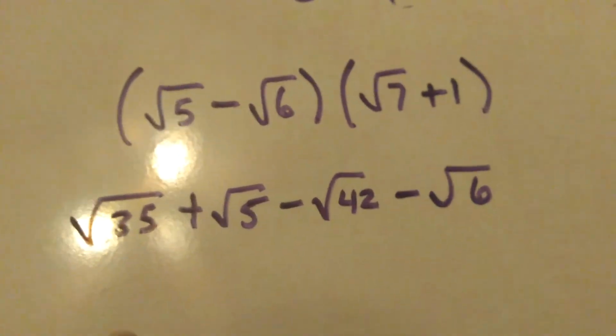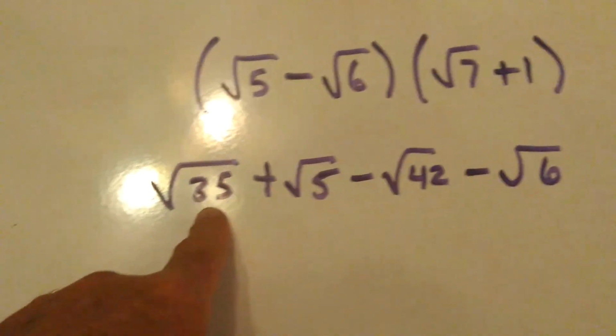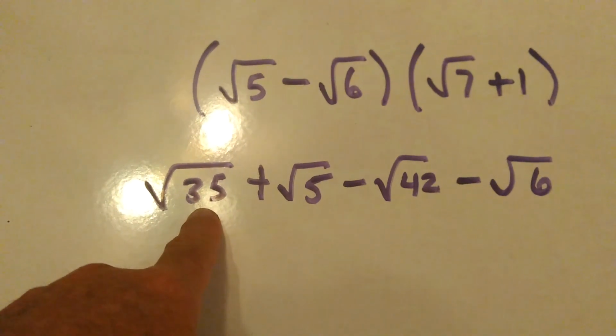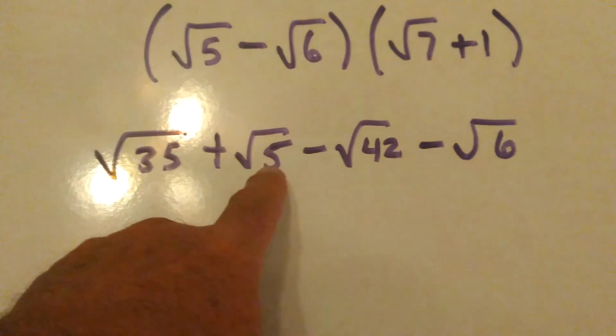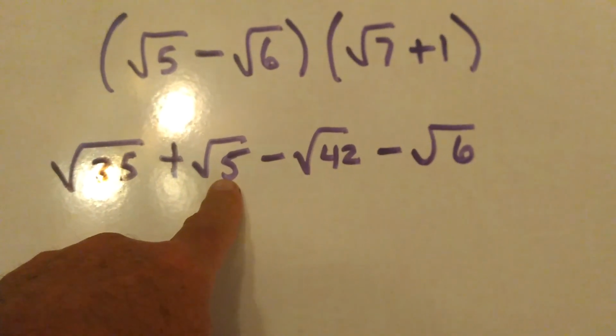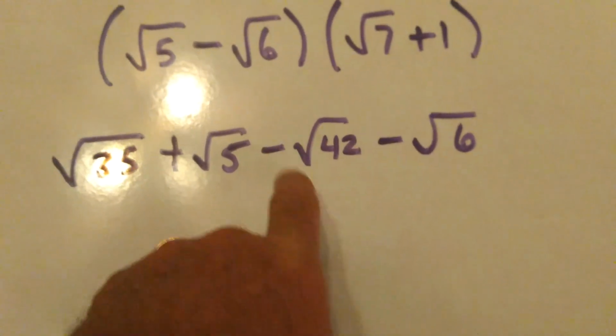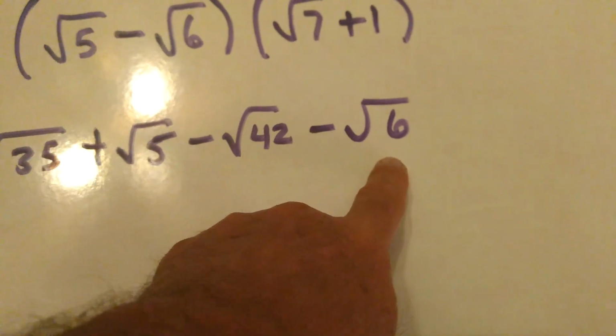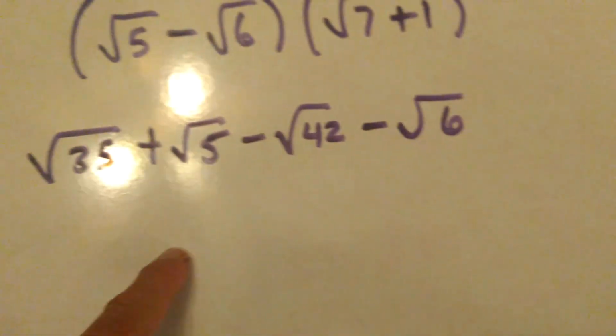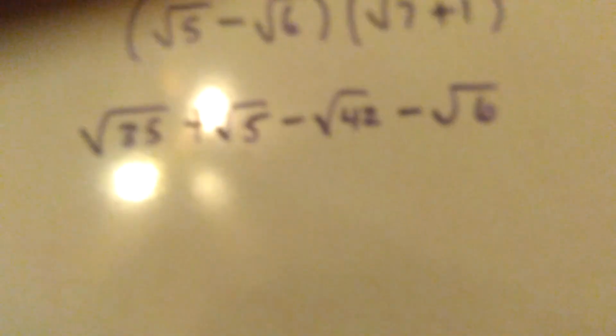Now, normally in these problems, I would look here to see if I could reduce this. Is there a perfect square that goes into 35? No. Irreducible. Already in simplest form. Is there a perfect square that goes into 42? No. Irreducible. Simplest term. So this is my answer. I can't simplify it anymore.